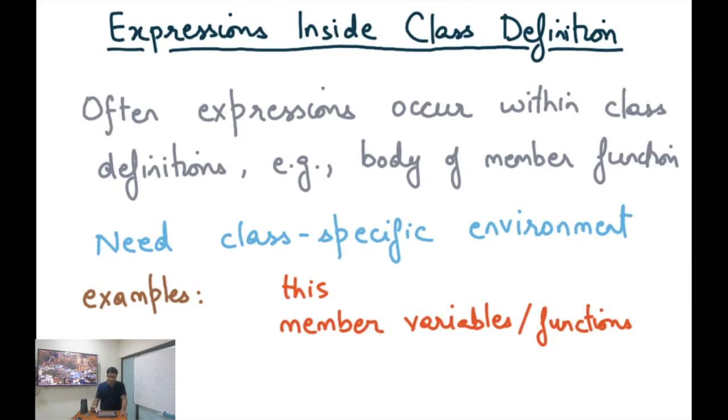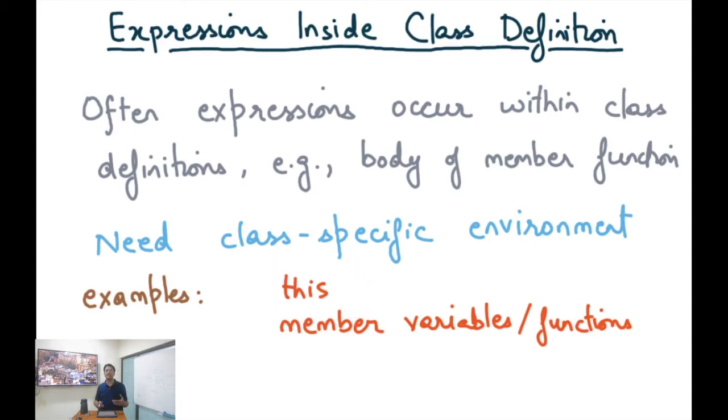The other thing to notice here is that while I've been talking about expressions as though they are appearing in a free form outside of all the classes, often in object-oriented languages, expressions are being used or defined or specified inside of class definitions or inside of the body of the member functions of the classes, right? So for example, the body of a member function, in which case I may need class-specific environment while dealing with an expression. So for example, the C++ programming language has the notion of a this keyword.